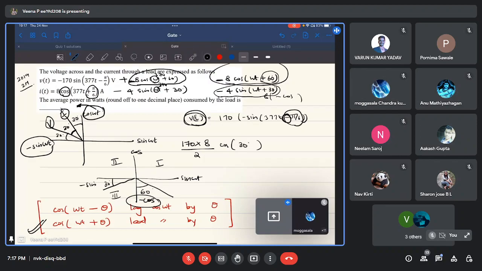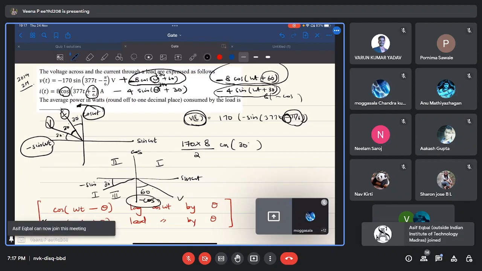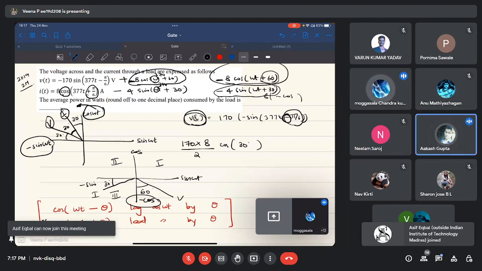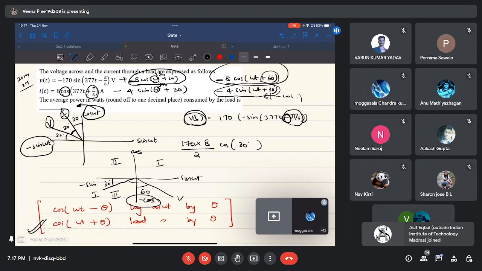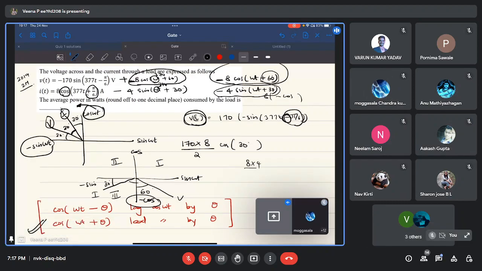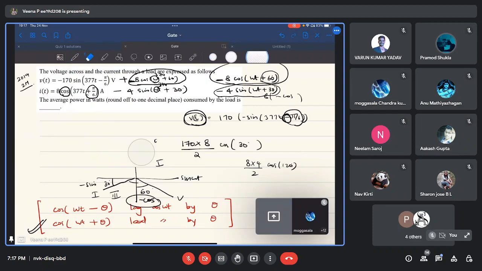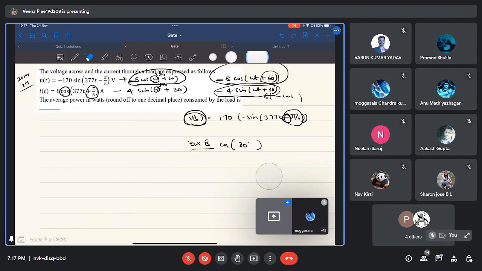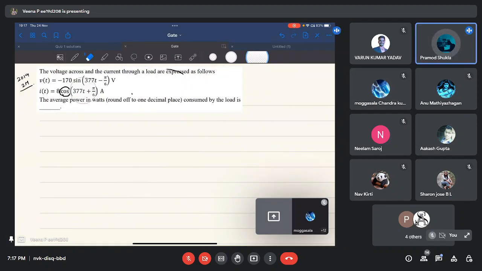So what is the angle between this voltage and this current? 120 degrees. Correct. So that component power will be 8 into 4 by 2 cosine of 120 degrees. This is how you solve such kind of problems. Is it clear?